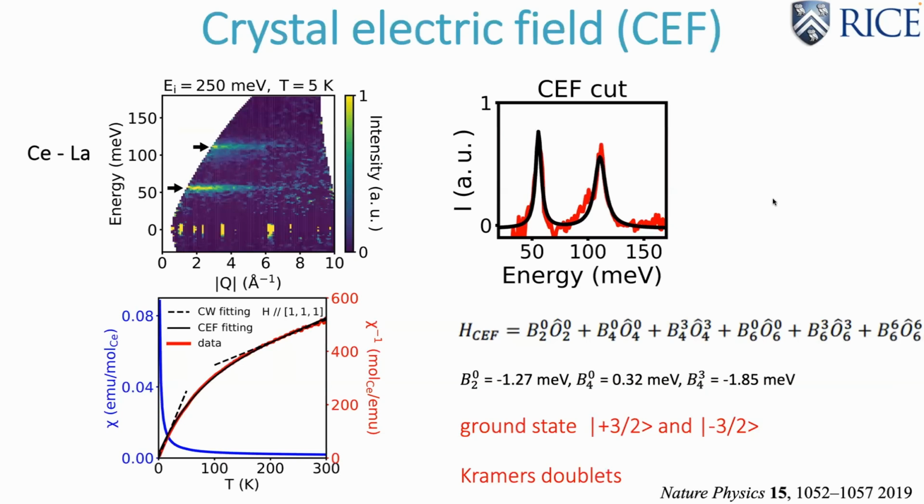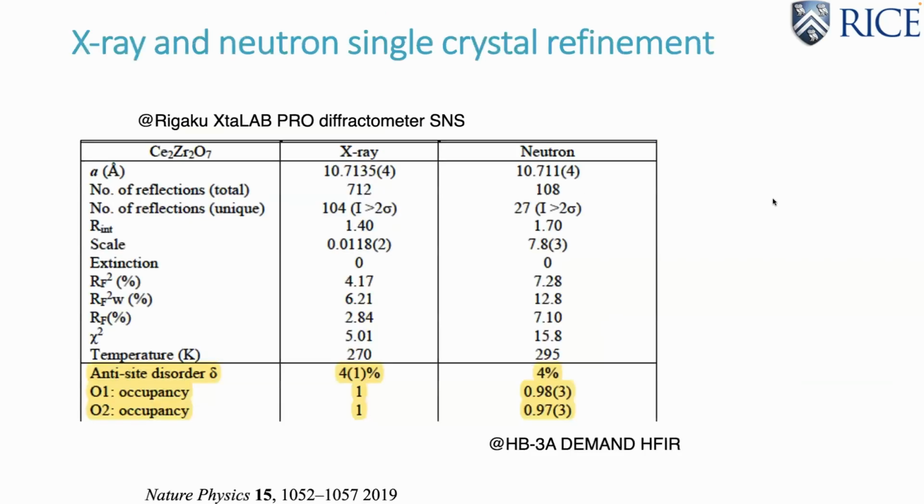We perform the crystal electric field measurement. When we fit the ground state, it's indeed plus and minus 3/2. It's a Kramers doublet. We also perform the X-ray and neutron single crystal refinement, which shows 4% of anti-site disorder between the cerium and the zirconium.